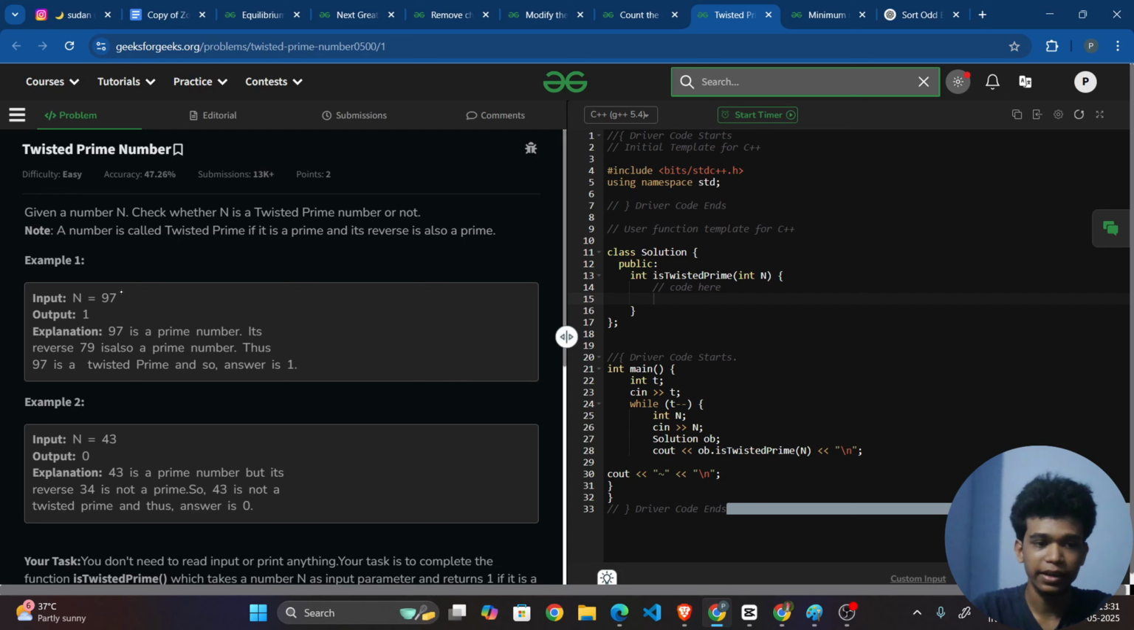For example, 97. 97 and 79 both are prime, so we will be returning the answer as 1. If it is 43, 43 is a prime, but 34 is not a prime, so you'll be returning an answer as 0.